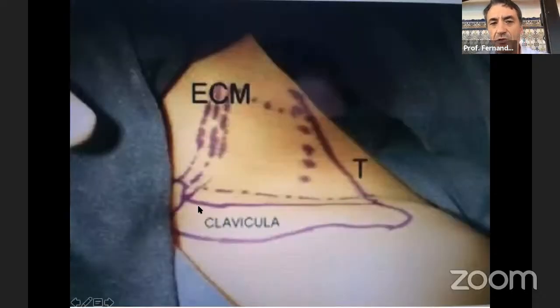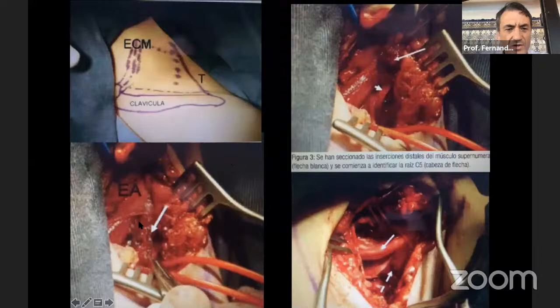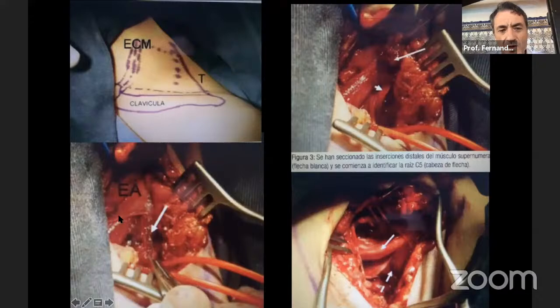This is the clavicle, sternocleidomastoideus muscle, trapezius muscle. Here is the supraclavicular triangle. And look here. This is the anterior scalenus muscle. This is the phrenic nerve. And this is an accessory scalenus muscle.